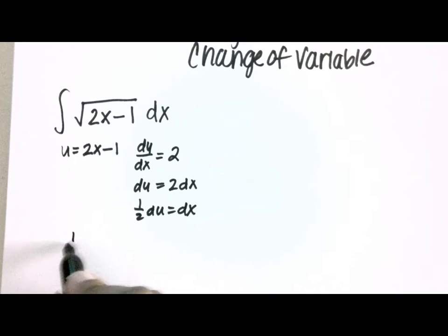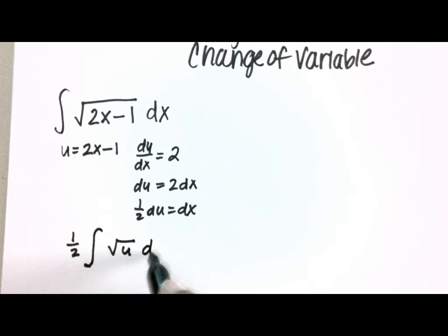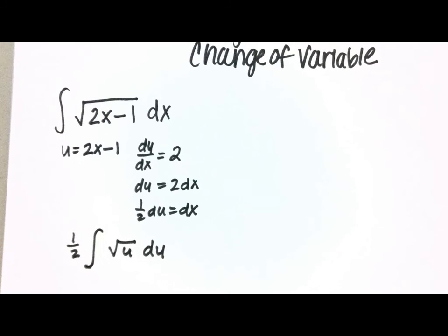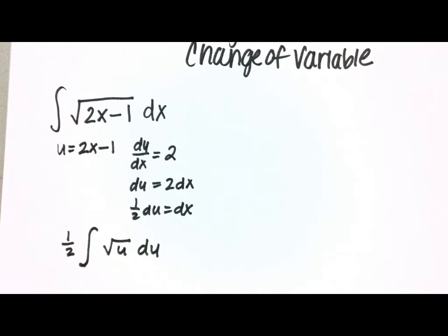So, 1/2 integral of square root of u du. That's exactly what we learned to do yesterday. It was perfect. Everything meshed. When we put it back in, it was great, right? Well, today we're going to learn how sometimes it doesn't work like that.